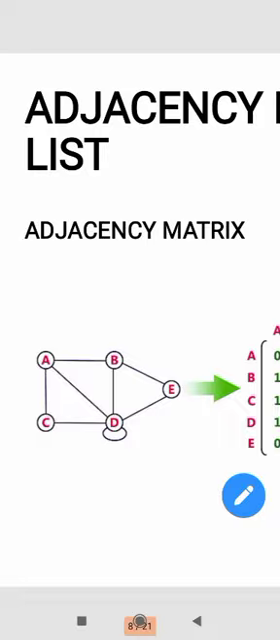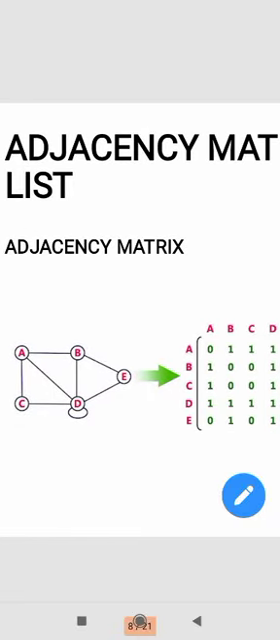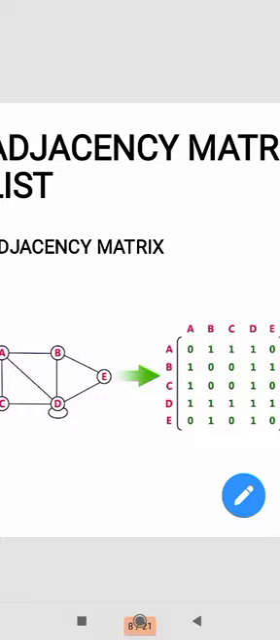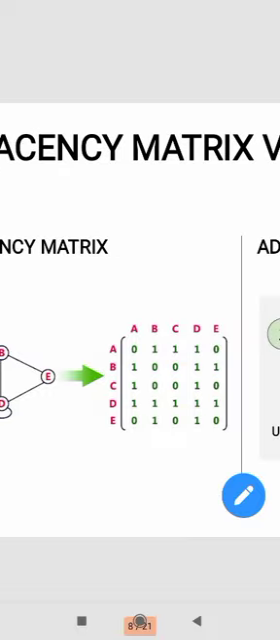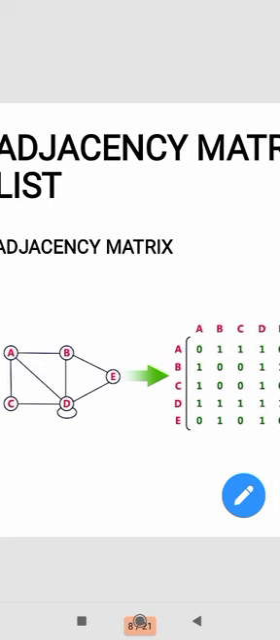Consider A to A. It is the source node, so 0. A to B, only one edge is there. A to C, only one edge. A to D, only one. A to E, no edge connecting, so it is 0. The same for B to A: B to A, 1. B to B, 0. B to C, no edge connecting, so 0. B to D, 1. B to E, 1.